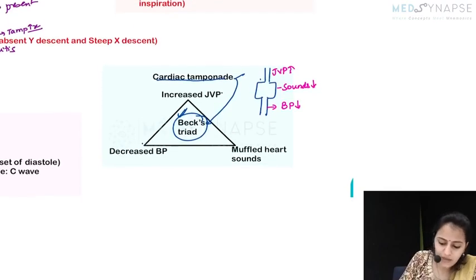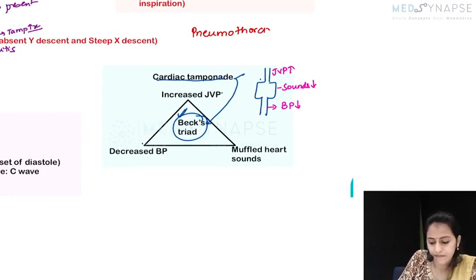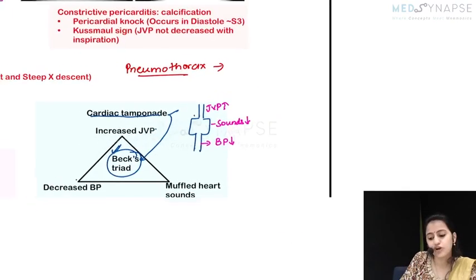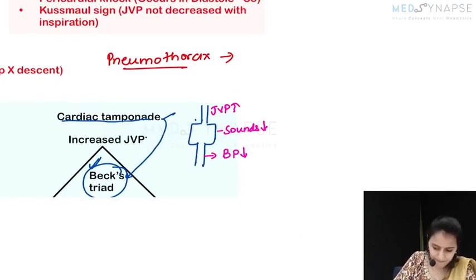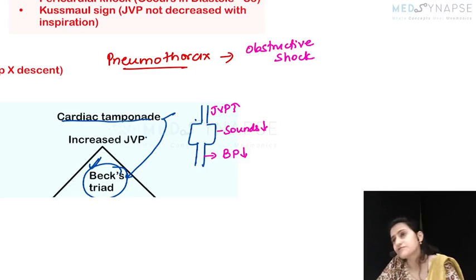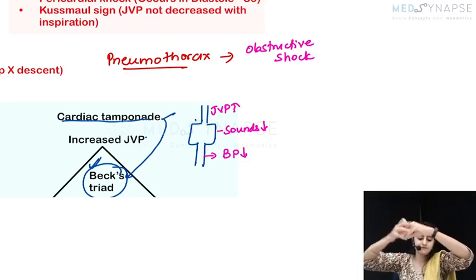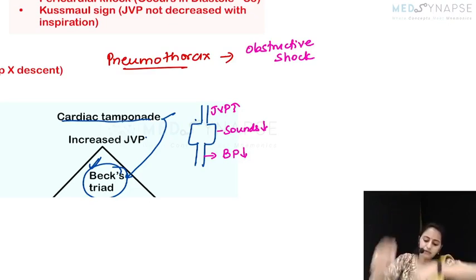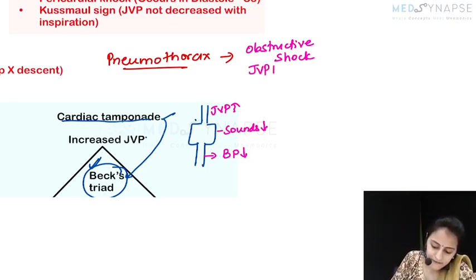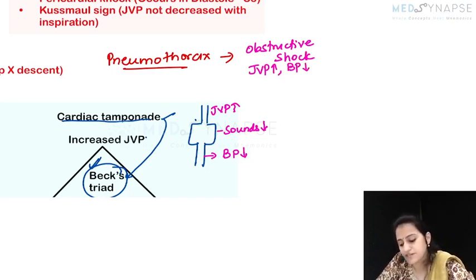Can pneumothorax also cause this? Increased JVP with decreased blood pressure? Yes. What kind of shock is it called? Obstructive shock. Pneumothorax can cause obstructive shock because when there is a very large pneumothorax, it will compress the heart. If the heart is compressed, there is back pressure and the JVP will increase. Shock means blood pressure decreases, so blood pressure will be low and JVP will be high.